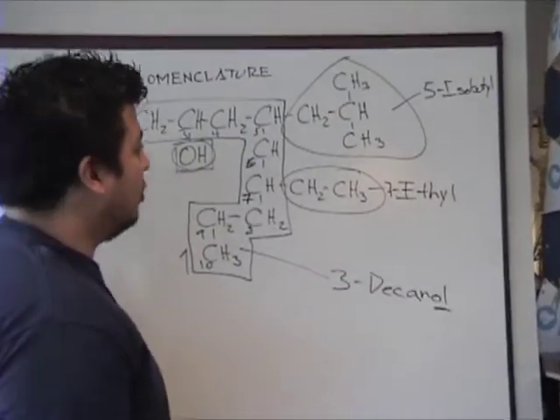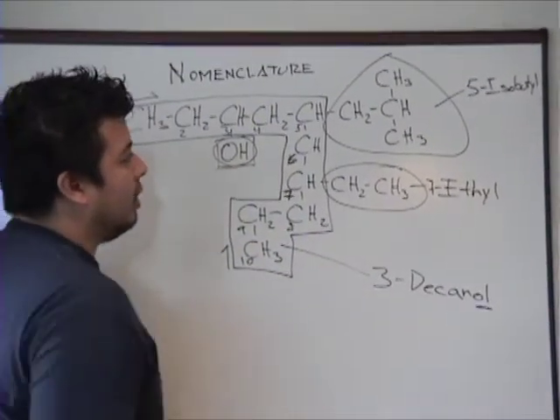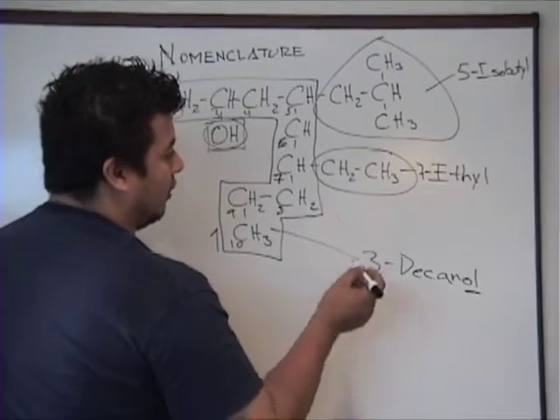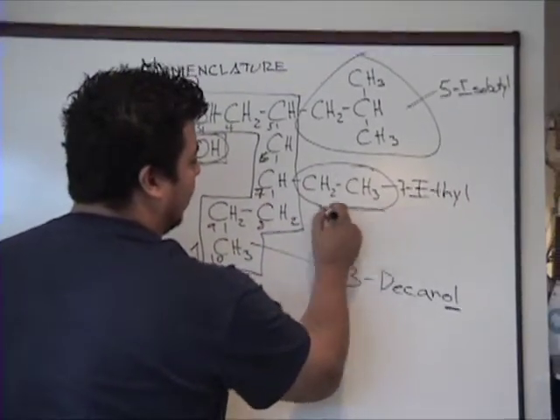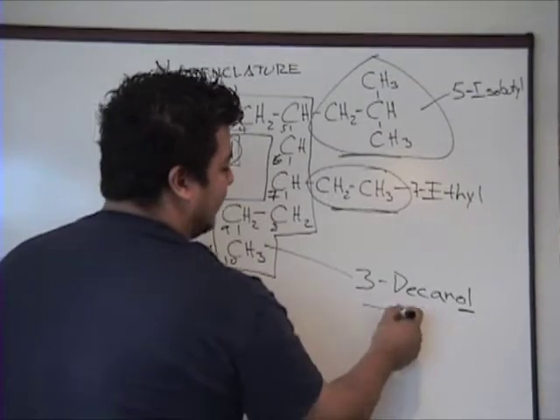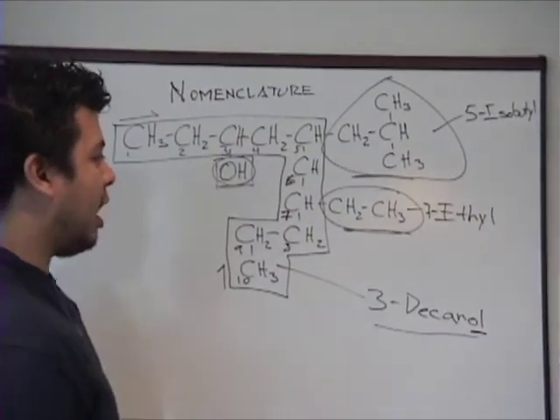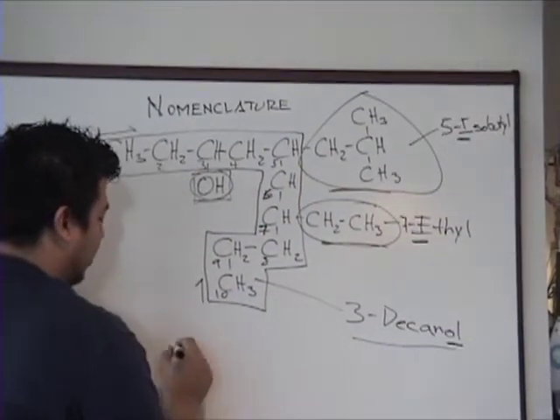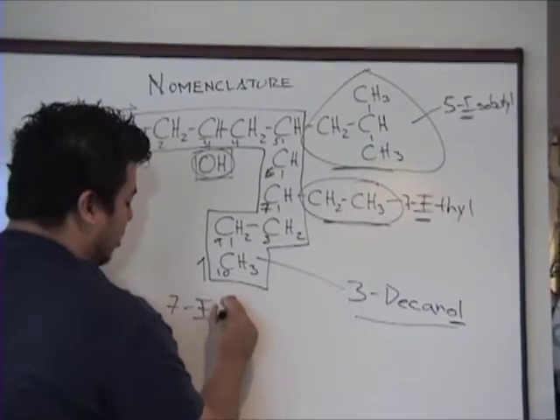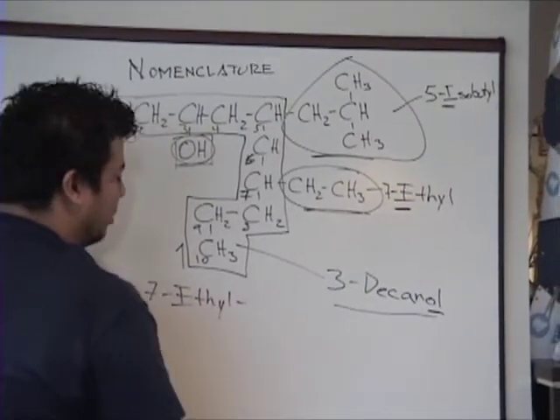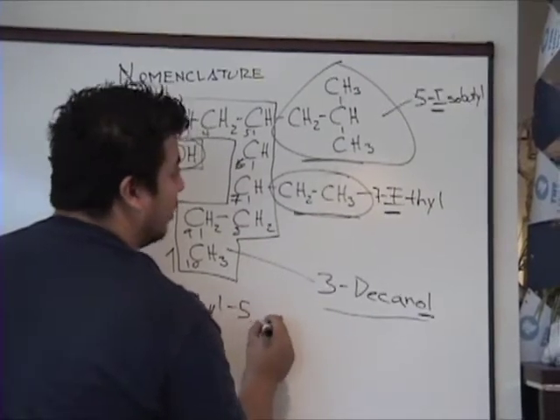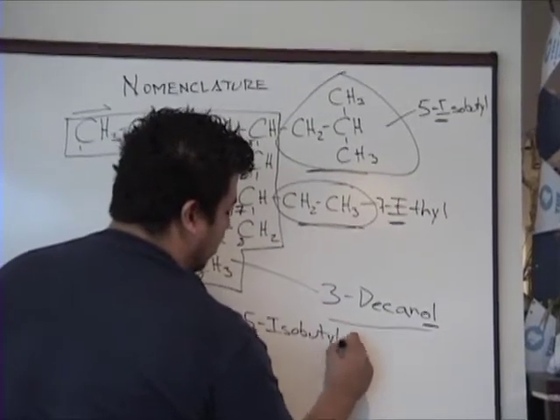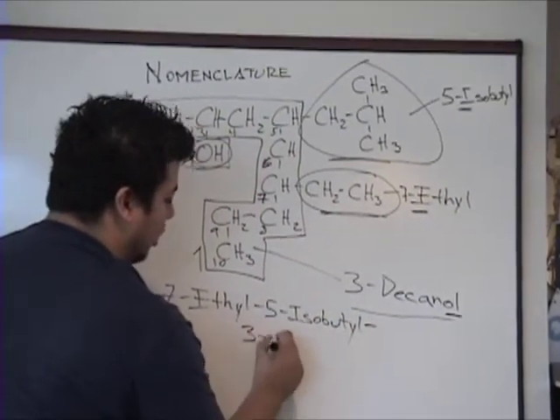So now I'm going to place everything in the order that we're supposed to put it. So we have to remember, first we start with the substituents, and last we go to the parent chain. So I am going to start with ethyl. It goes before isobutyl. So I'm going to say 7-ethyl, dash, because I'm going to a number, 5-isobutyl, dash, 3-decanol.